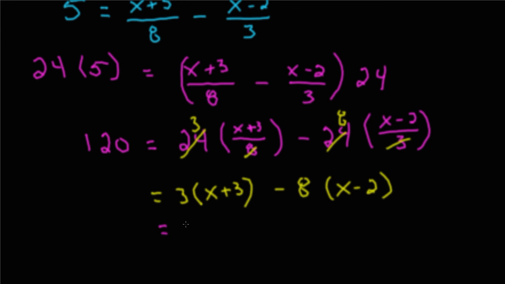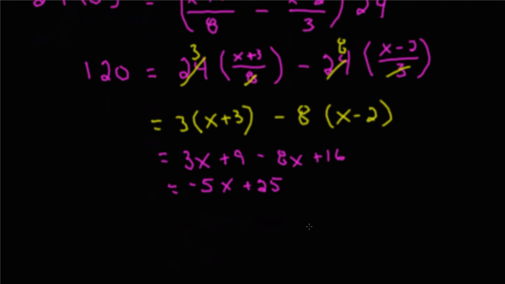Now we can come in and work with it and say, okay, 3 times x is 3x. 3 times 3 is 9. Minus 8 times x is a minus 8x. Minus 8 times a minus 2 is a positive 16. So that's equal to 3x, excuse me, signs again. 3x minus 8x gives us a minus 5x. 9 plus 16 gives us 25. So we have minus 5x plus 25 equals 120.